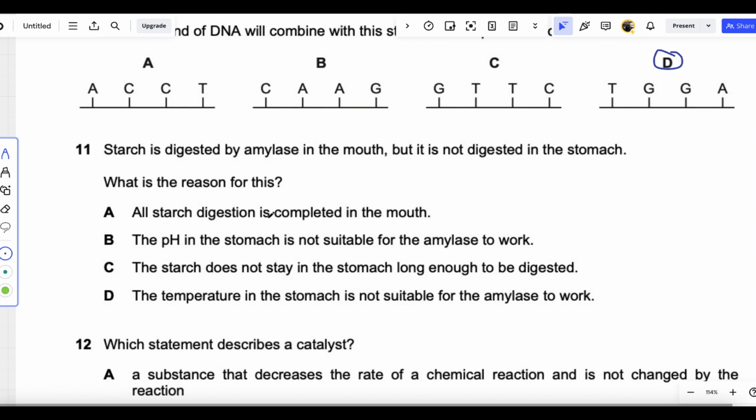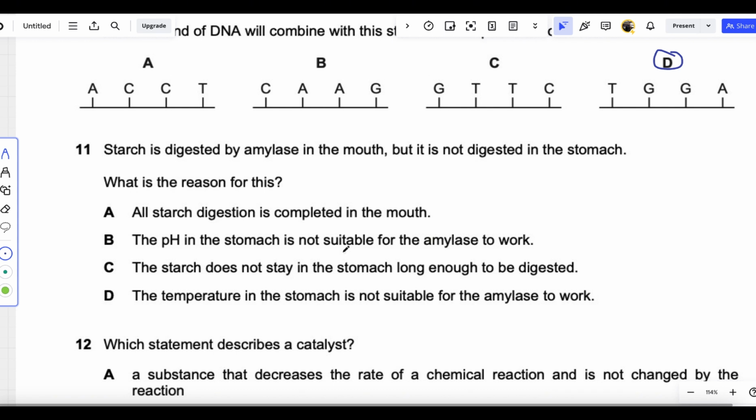A, all starch digestion is completed in the mouth. No, that's not true. B, the pH in the stomach is not suitable for the amylase to work. That's true, because the pH in the stomach is acidic. It's only suitable for protease, the protein enzymes. You have the gastric juice in the stomach, and there are two types of protease.